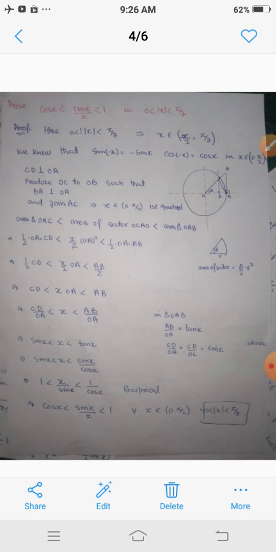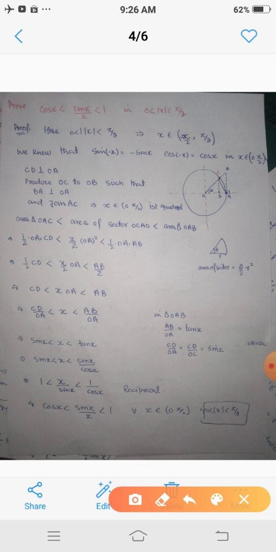Now we will prove that cos x is less than sin x upon x, which is less than 1, for mod x greater than 0 and less than pi by 2. We have to prove this, that cos x is always less than sin x upon x is less than 1 when mod x is greater than 0 and less than pi by 2.